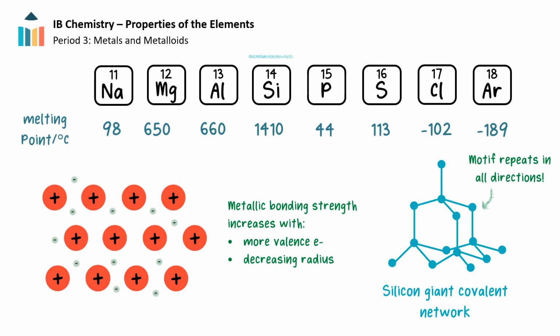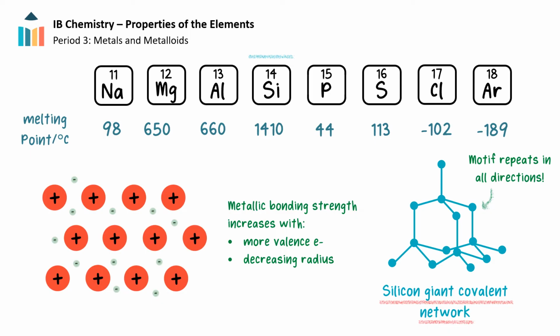Silicon atoms form a giant lattice of directional covalent bonds. This causes silicon to be more brittle than the metals, as it's more difficult for layers of atoms to slide over each other without breaking bonds.